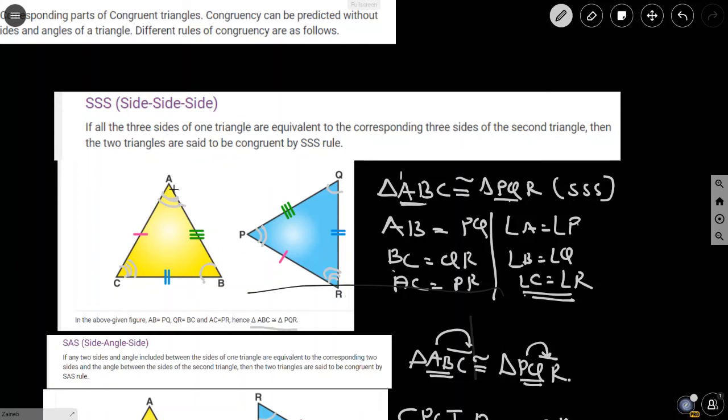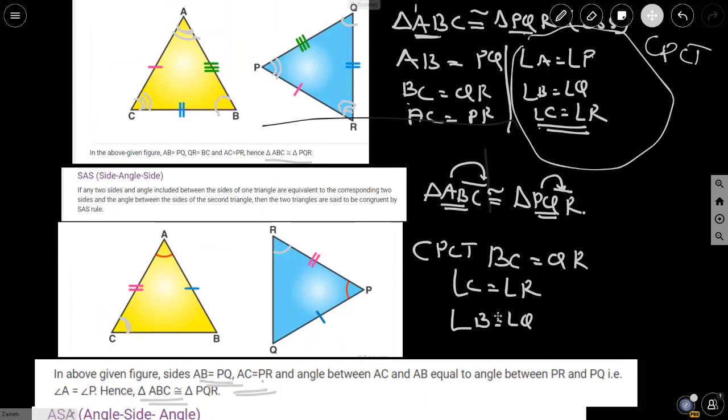Then one line notation, AC and PR. AC's opposite angle is B and PR's opposite angle is Q. So this is all you got: CPCT from SSS rule. Then next we can have SAS rule.